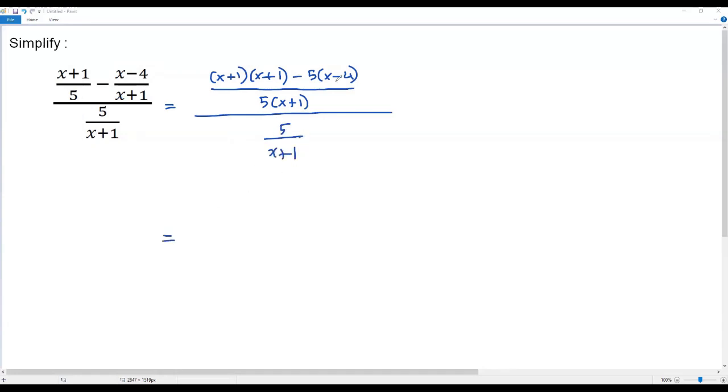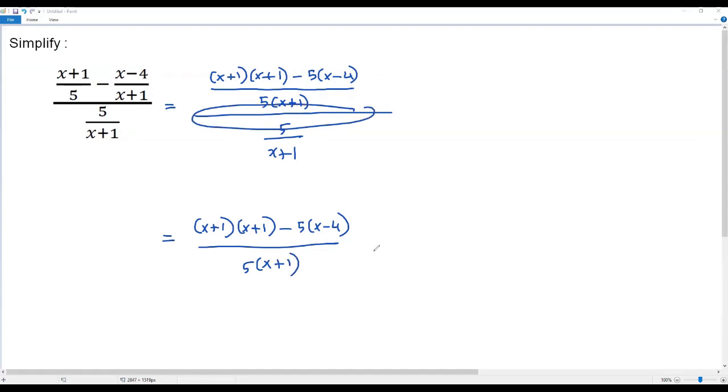In my next step, I'm going to keep the fraction numerator as it is. That is (x + 1) times (x + 1) - 5 times (x - 4) over 5 times (x + 1). Now I'm going to change this division into multiplication. When I change the division into multiplication, I have to take the reciprocal of the fraction in the denominator. The reciprocal of 5 over x + 1 becomes (x + 1) over 5.